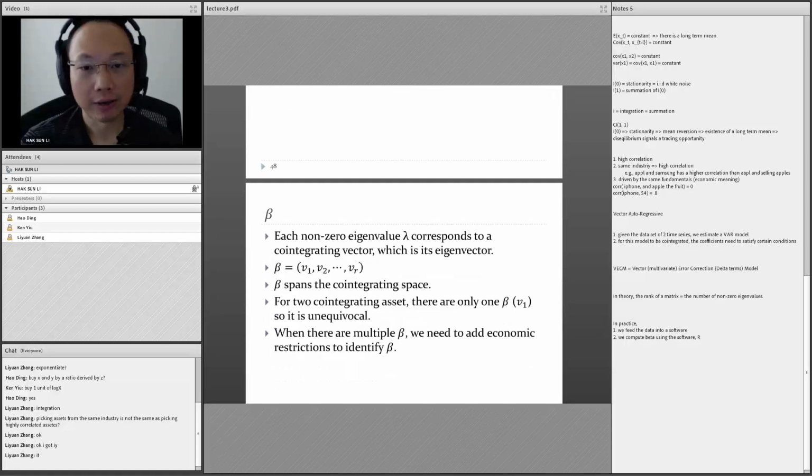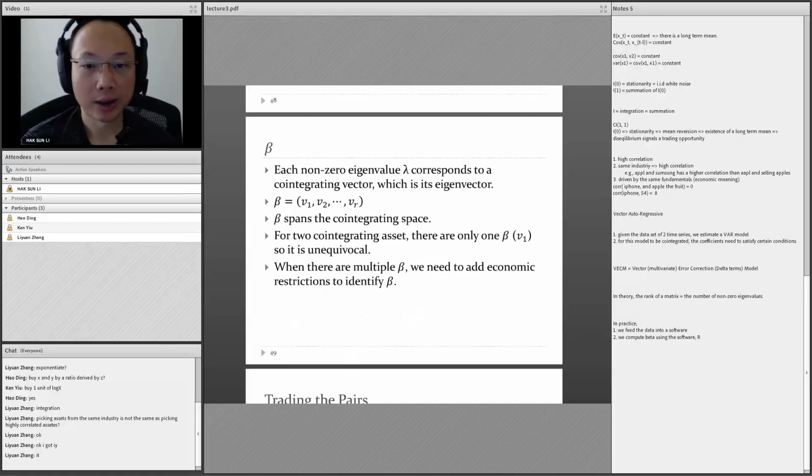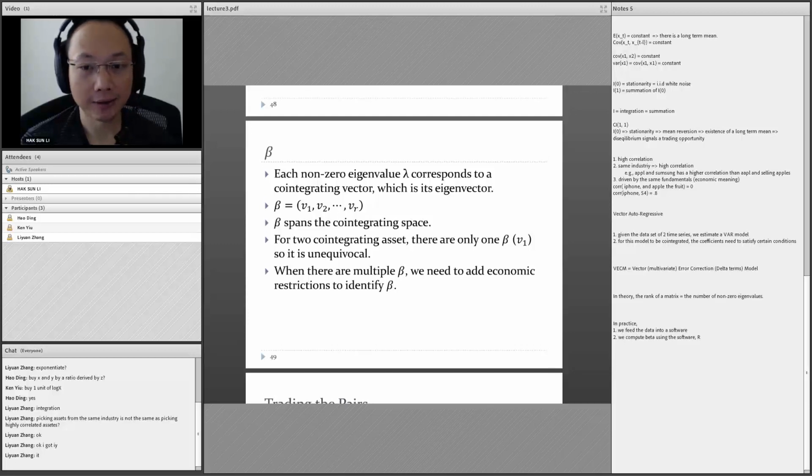Again, each non-zero eigenvalue corresponds to a co-integrating vector. So there could be many betas; beta is not unique. But for real pairs trading, there's only one beta, up to a scale constant. There's only one beta for our pair.